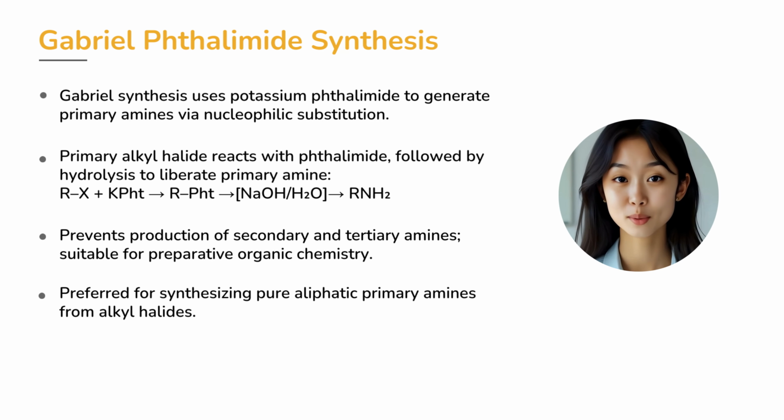This method uses potassium phthalimide, which is like a clever trap for alkyl halides. When a primary alkyl halide, think of RX where X is a halogen like chlorine or bromine, reacts with potassium phthalimide, it undergoes nucleophilic substitution, kicking out the halogen and bonding to the phthalimide part.